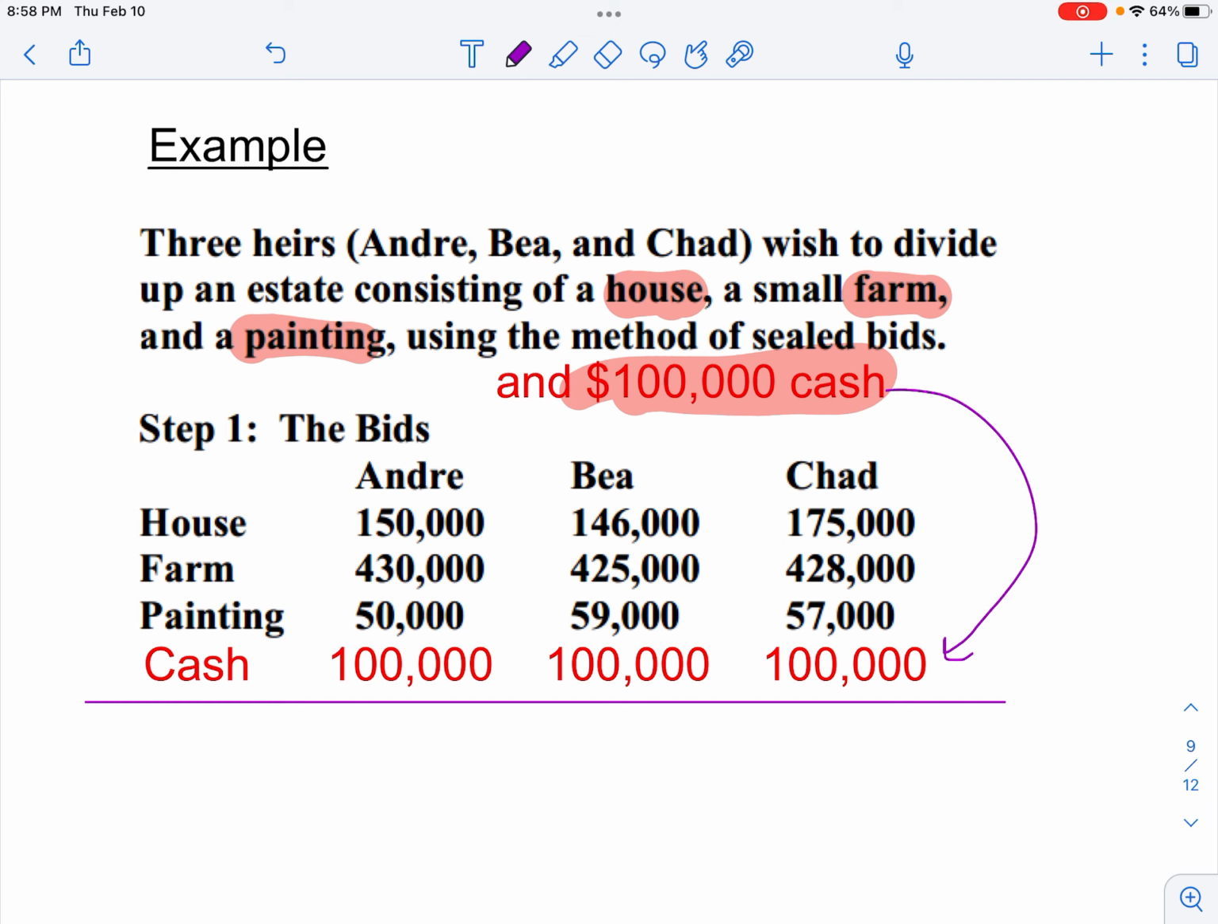So Andre thinks the house is worth 150,000, right? The farm is worth 430, and the painting's worth 50. Plus, there's 100,000 of cash in the estate. So that 100,000 contributes to his overall perception of the value of the estate. Okay, so that's why you got to add the 100,000 to every person's column.